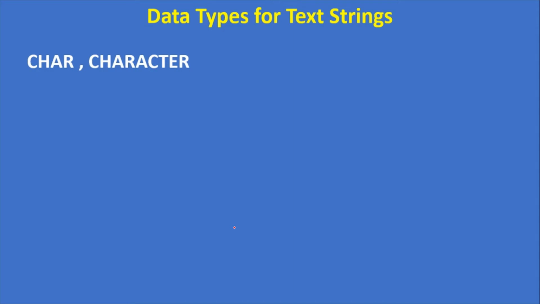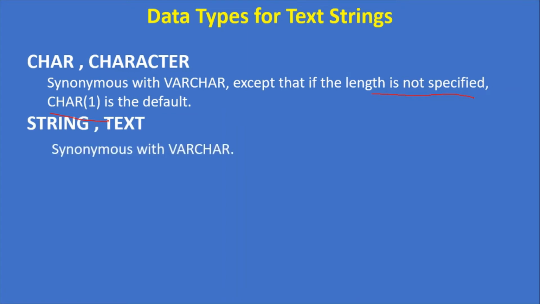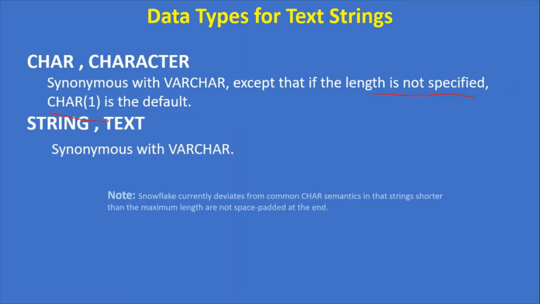Char and character are synonyms of varchar, except that if the length is not specified, char(1) is the default. If you don't specify the length while creating a char or character column in any table, the default will be char(1). String and text are also synonyms of varchar.